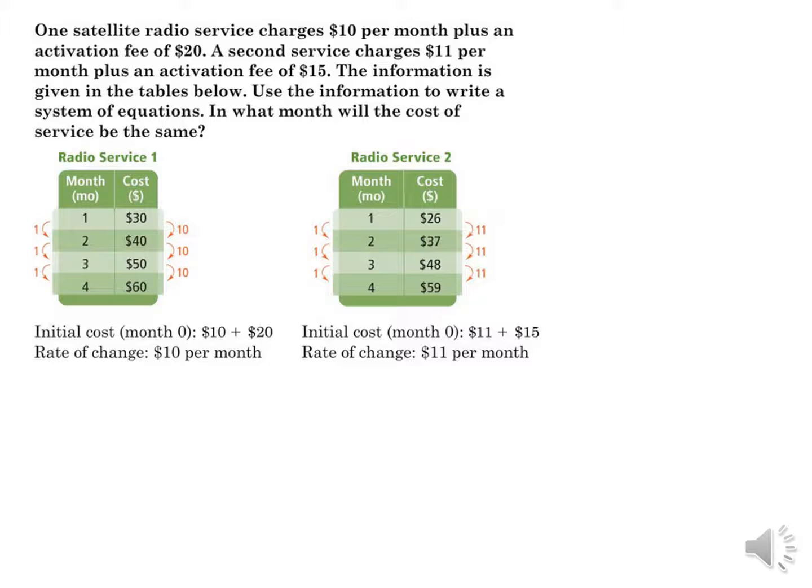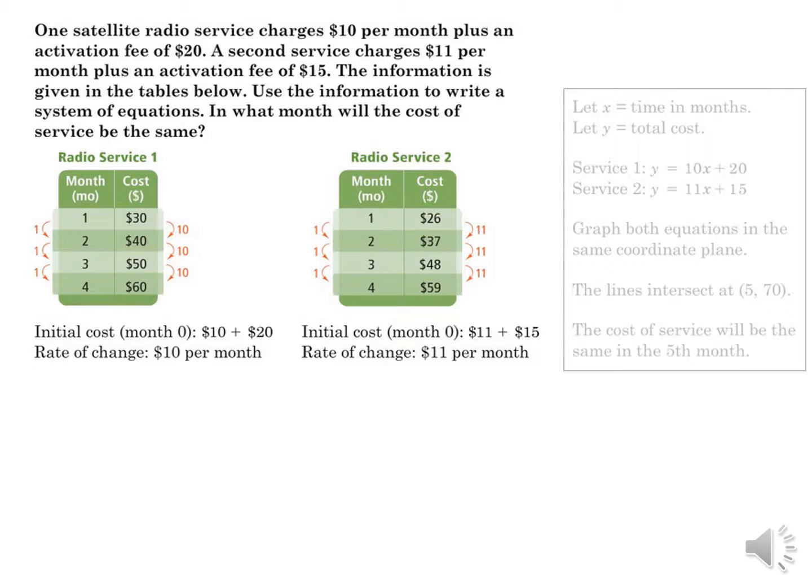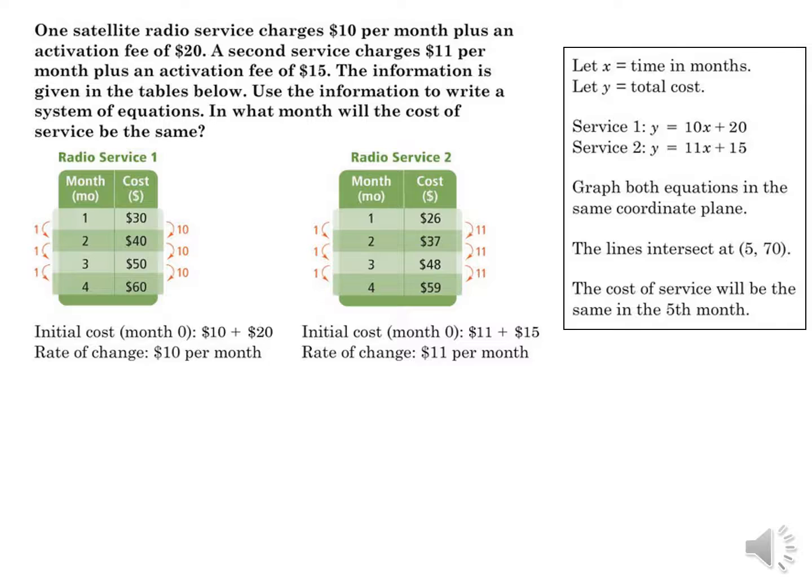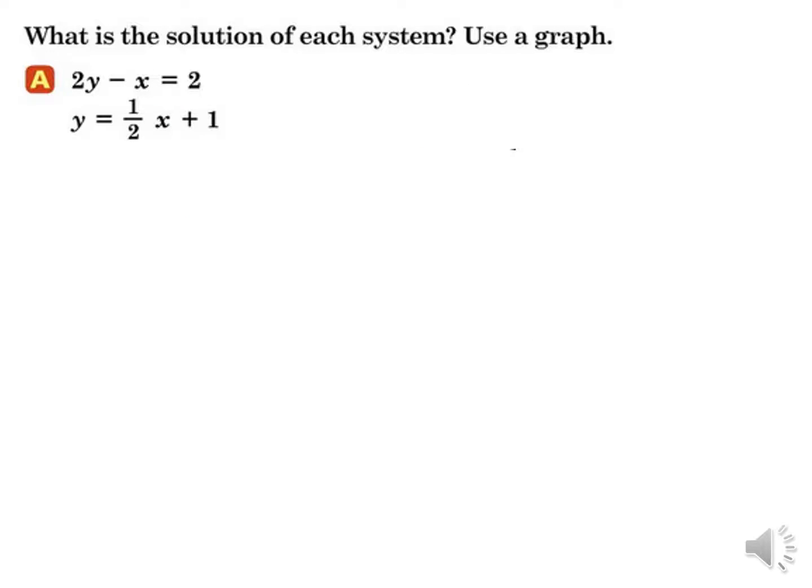Over here at 0 months, I'm going to subtract 11, and that's going to be 15. So I have 10x plus 20 for my first one, and I have 11x plus 15. These are my y-intercepts. These are my slopes. And when you graph the equations in the coordinate plane, you'll see that they intersect at (5, 70). So, in what month will the cost of service be the same? Well, it's going to be the 5th month. Then it'll be $70. So now here, what is the solution of each system? Use a graph.